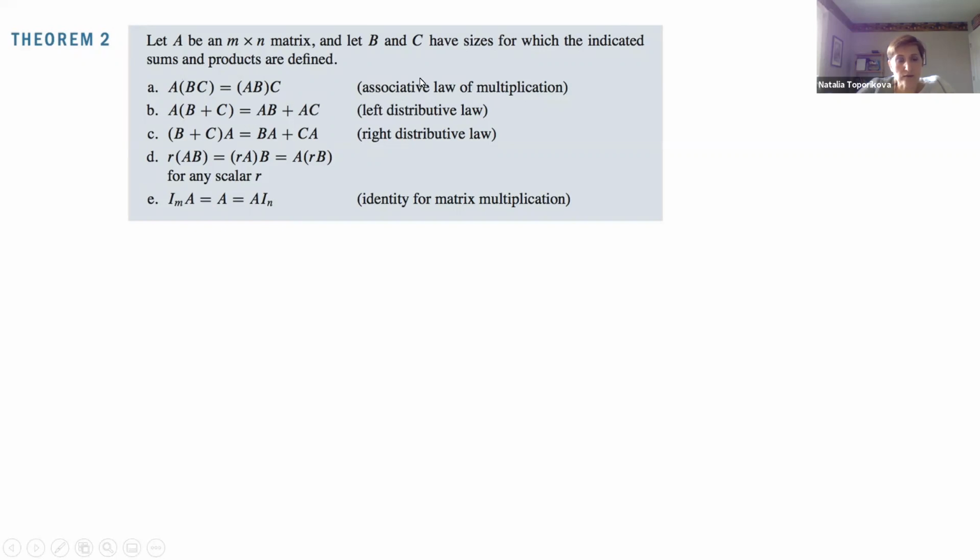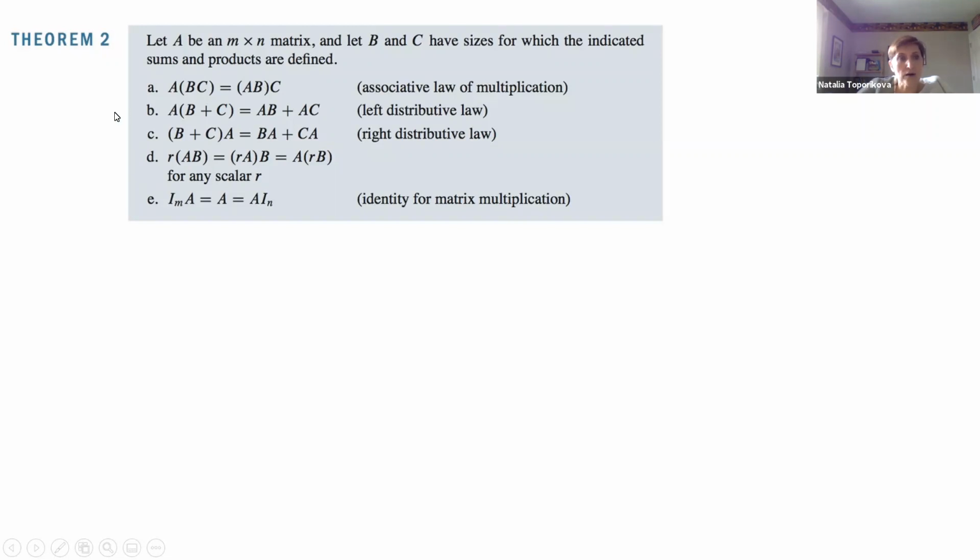For example, one big law which we will use all the time in this course is called the associative law of matrix multiplication. When we are multiplying 3 matrices, we can either multiply the first 2 by the third one, or we can multiply the first by the product of the other 2. So we can use a different order of multiplication, and we will still get the same matrix at the end.